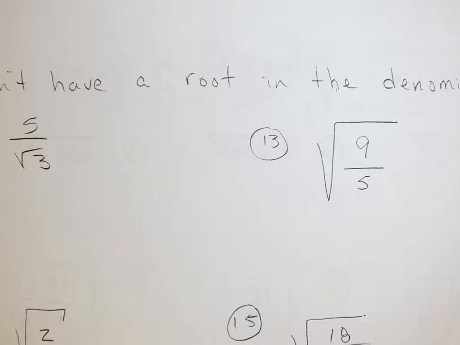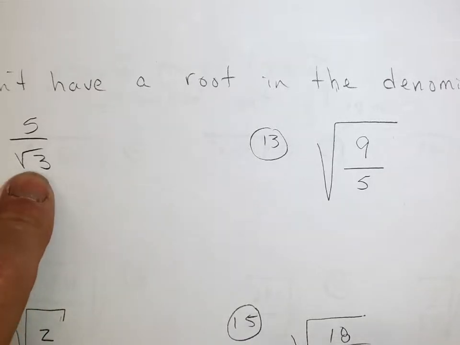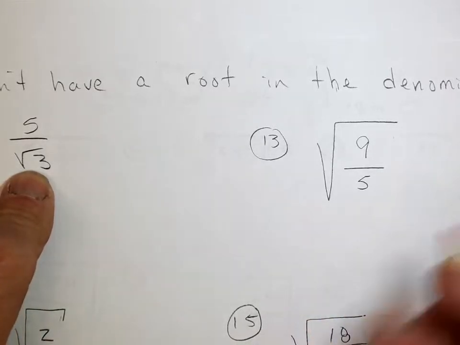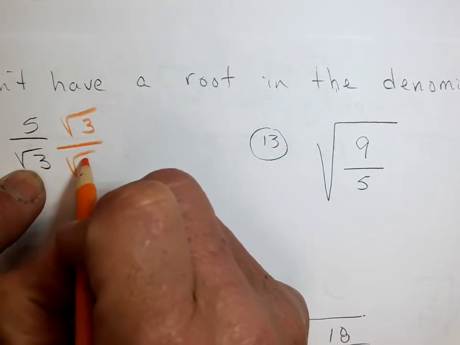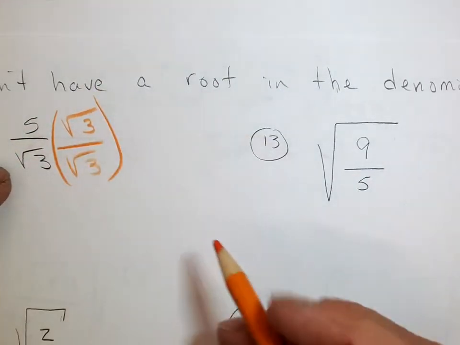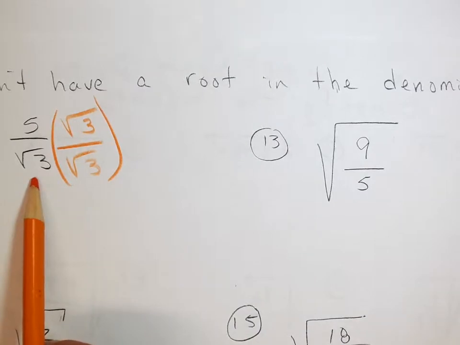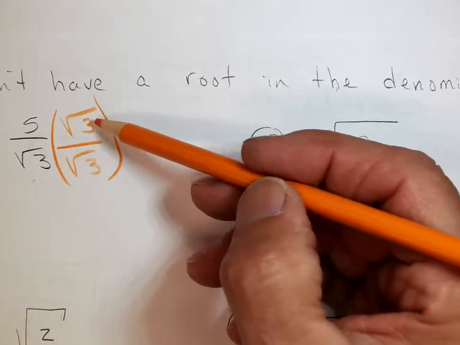You fix the problem with the problem. Listen, fix the problem with the problem. So the problem is square root of 3. So we're going to fix it with the problem. What's the problem? Square root of 3. So we're going to multiply top and bottom by the problem. Let me rephrase what I just said. You cannot have a square root in the bottom. So the problem is square root of 3, so you fix the problem with the problem. So I multiply by square root of 3 over square root of 3.